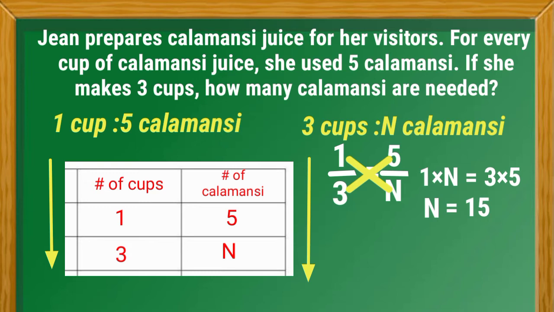As you can see in the table, the number of cups increases from 1 cup to 3 cups, and the number of calamansi needed from 5 to 15. So all the quantities increase, so it means that this problem is a direct proportion. This is an example of a direct proportion. As the number of cups increases, the number of calamansi also increases. In a direct proportion, as one quantity increases, the other quantity increases at the same rate, and vice versa.